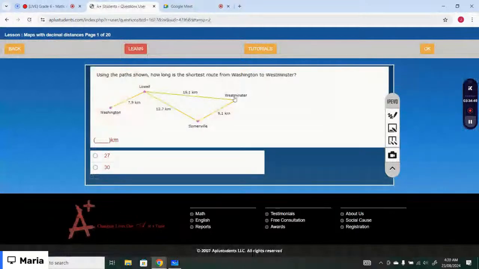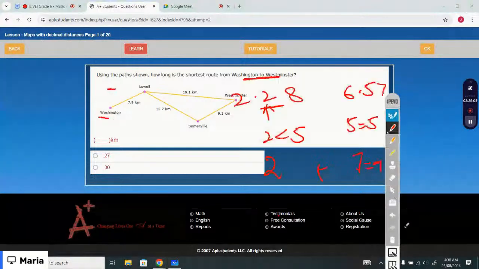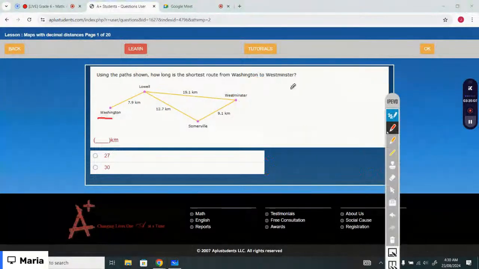Okay, using the path shown, how long is the shortest route from Washington to Westminster? So you need to find the shortest route from Washington to Westminster, right? You have two ways. You need to go from here to here. You can go two ways, like this. You start from Washington, you go to Lowell, and then you go to Westminster, right? Just add the distances, right?